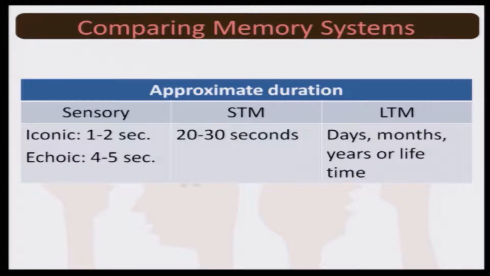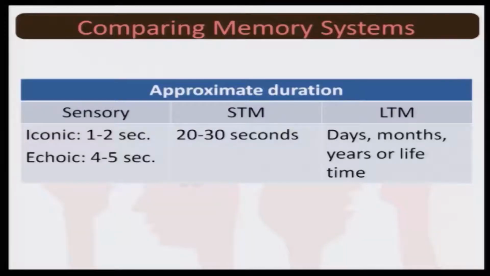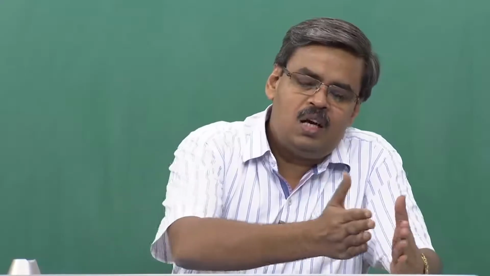For sensory memory, we discussed that the duration is 1 to 2 seconds for iconic memory and 4 to 5 seconds for echoic memory. This expands substantially, up to 20 to 30 seconds in the case of short term memory. And long term memory could be days, months, even a lifetime. So, something that starts from 1 second up to lifetime, this is the whole expansion. Up to the first 5 seconds is sensory memory, up to 30 seconds is short term, and thereafter it is long term.